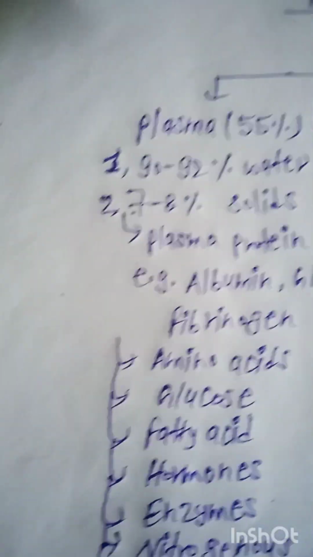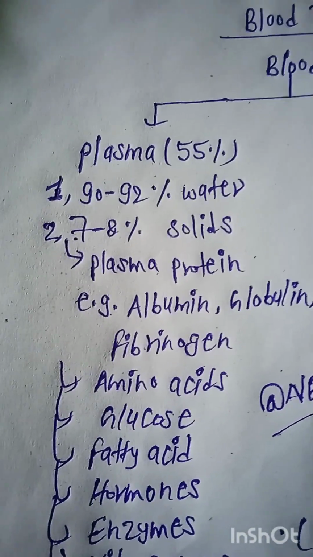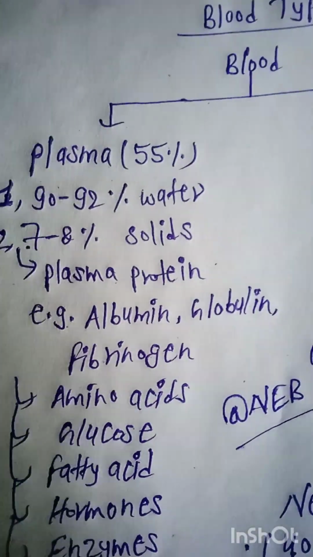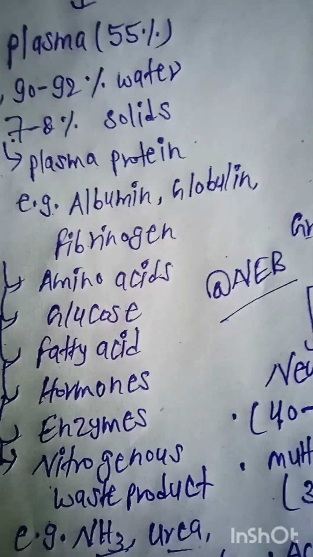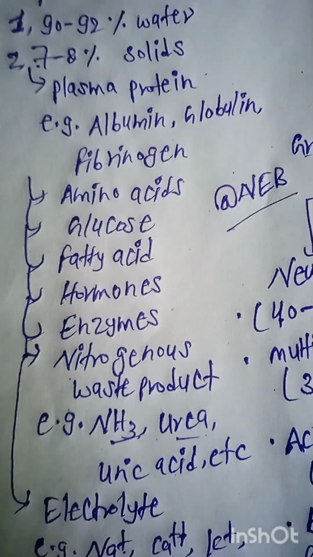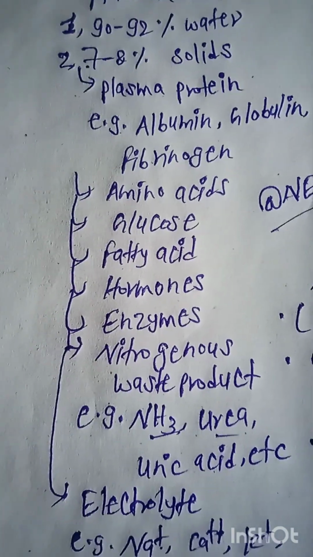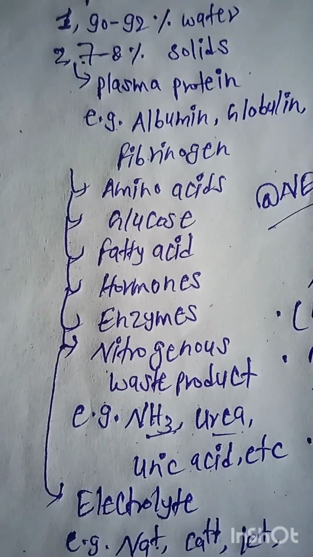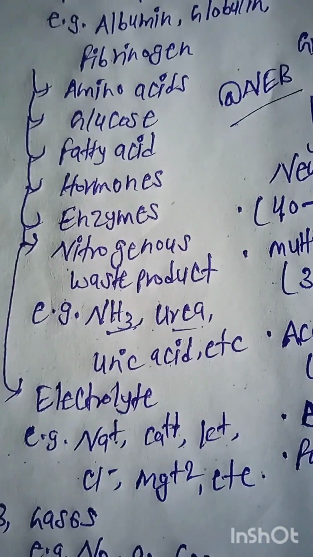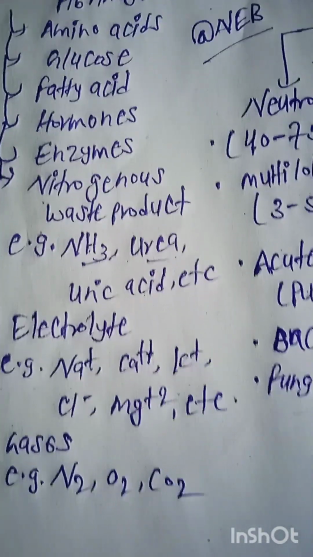Plasma is about 90 to 92% water and 7 to 8% solid. In this solid it contains the plasma proteins. Plasma protein examples are albumin, globulin, fibrinogen. It also contains amino acids, glucose, fatty acids, hormones, enzymes, and nitrogenous waste products, for example ammonia, urea, uric acid, etc.